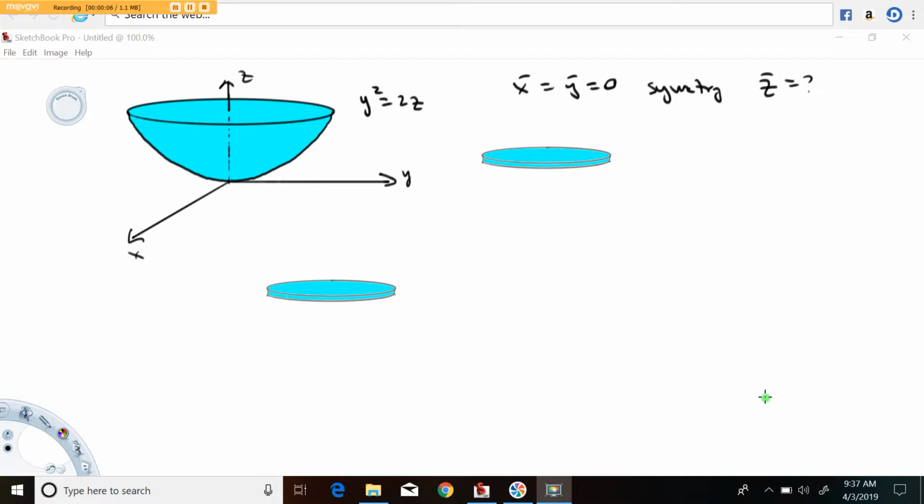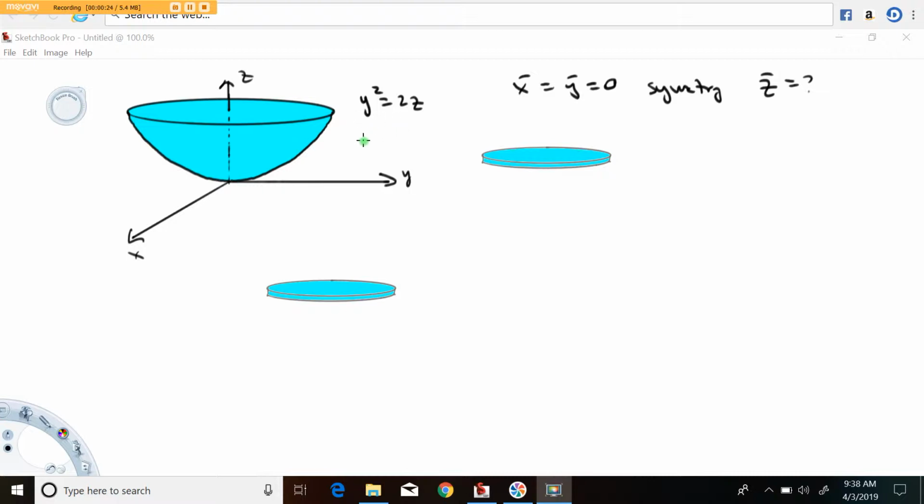Let's see, I'm making this video to provide an example of calculating the centroid of a three-dimensional geometry. What we're going to do is try to calculate the centroid of this salad bowl looking thing. And this curve in the yz plane is defined by the function y squared equals 2z.